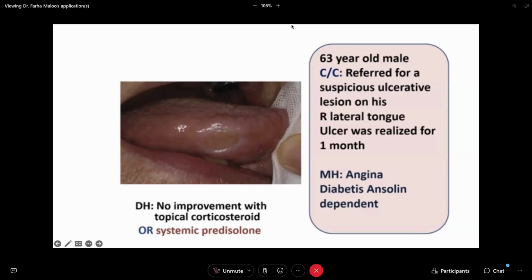I have got some answers. Candida infection, precancerous lesions. Okay, but it typically looks like an aphthous ulcer. No, I want the most common cause. What is the first most common cause coming to your mind? Because it is in the lateral border of the tongue.